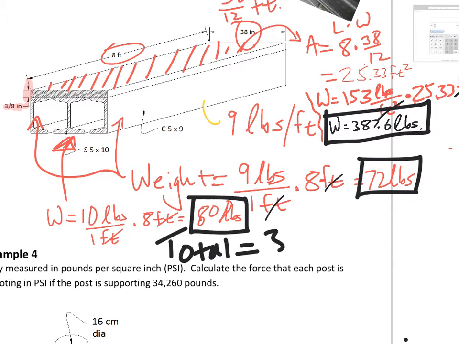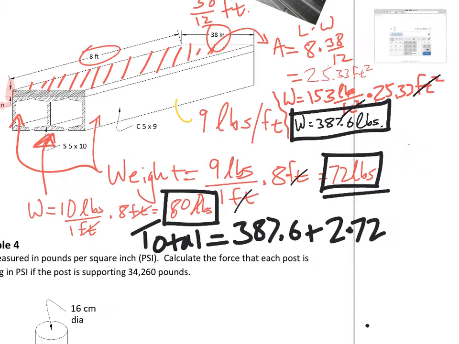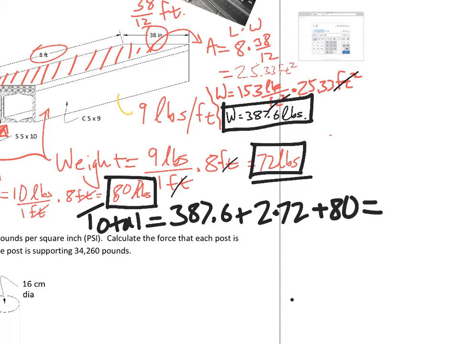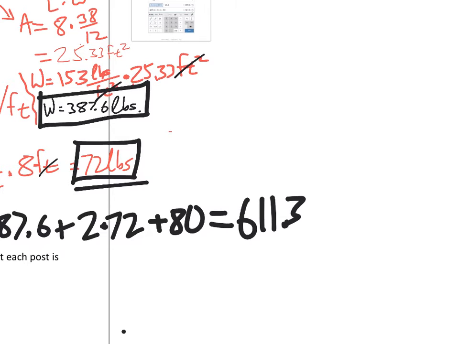Is we have 387.6 plus, now we have two of these 72s, which is going to be 114, and then we've got to add that 80 in there. Okay? All right. And that's going to give us 611.3, and that is pounds.